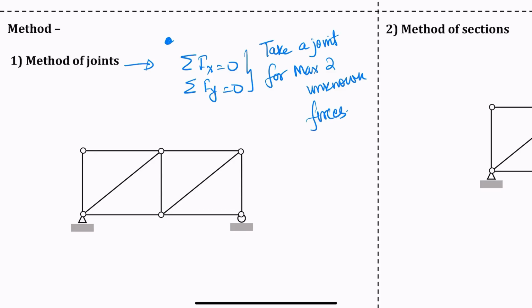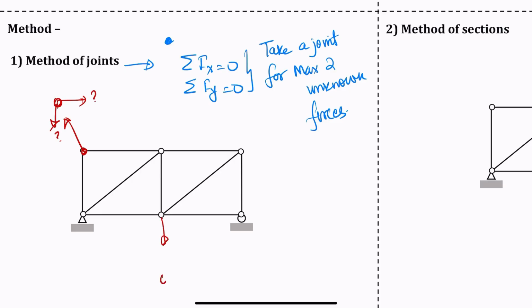So when you see the truss, don't jump into looking at a joint and trying to solve for any joint. No, you should look at a joint that has only two unknown forces. And what does that mean? That means I can take this joint, I can solve this joint because it has two unknowns. So I can start with this joint and I'll find the forces.